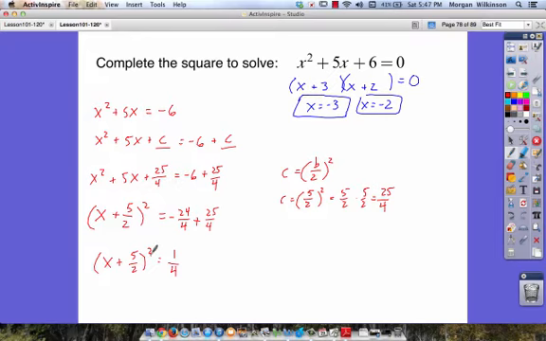And now we can find our answer by solving for x. In order to undo something that's squared, we have to take the square root. So if we take the square root of both sides, it would look like this. Square root undoes the square.